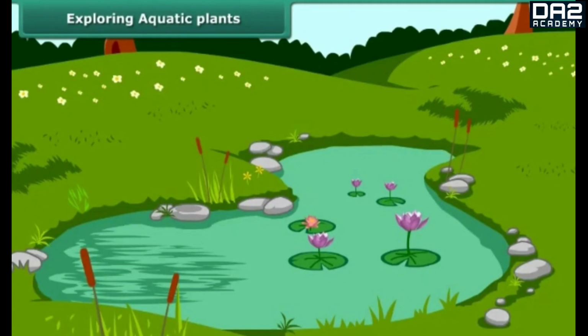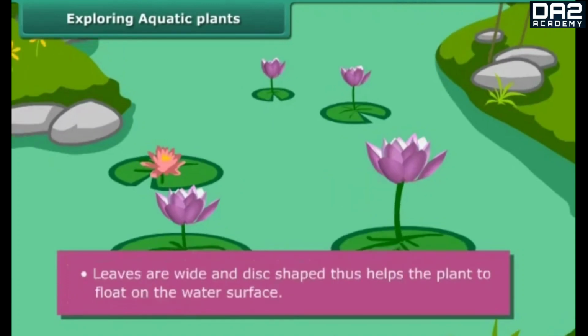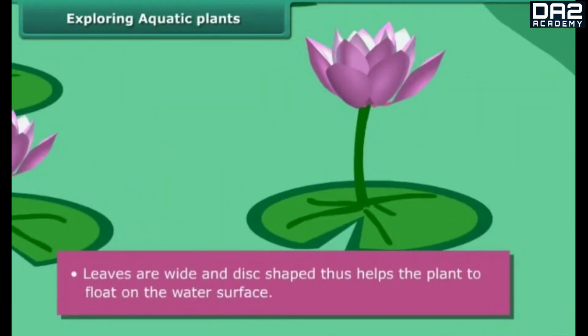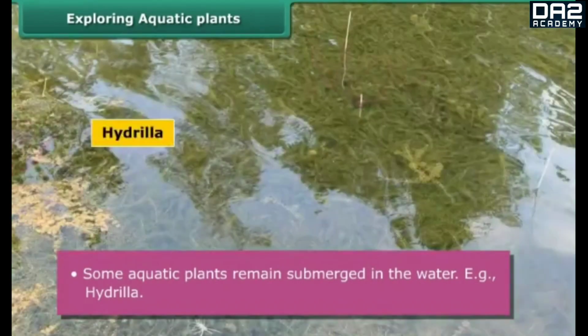Students, you might have seen lotus floating in ponds and lakes. These plants show various adaptations to live in water. Lotus plants have a long and hollow stem which attaches the plant to the base of the pond. Roots are short. Leaves are wide and disc-shaped, which helps the plant float on the water surface. Some aquatic plants remain submerged in the water, for example, hydrilla.